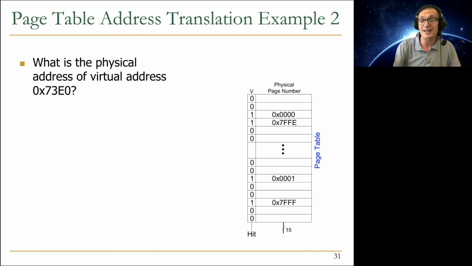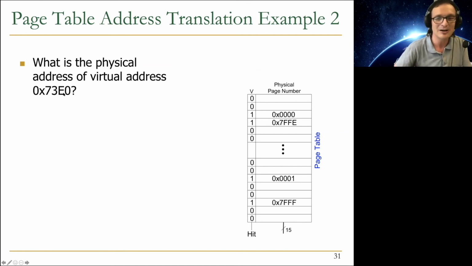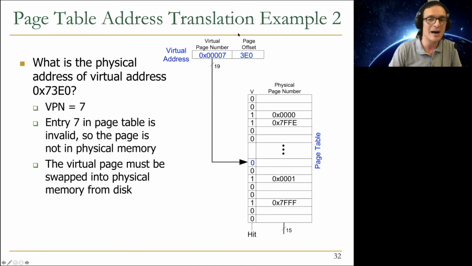Okay, let's take a look at another example in this particular page table again. What is the physical address of this virtual address? 0xF73E0. We do the same thing basically. Chop up the virtual address into page offset and virtual page number. Ignore the page offset for now. That's not going to change during the translation. Virtual page number now we know is 7.